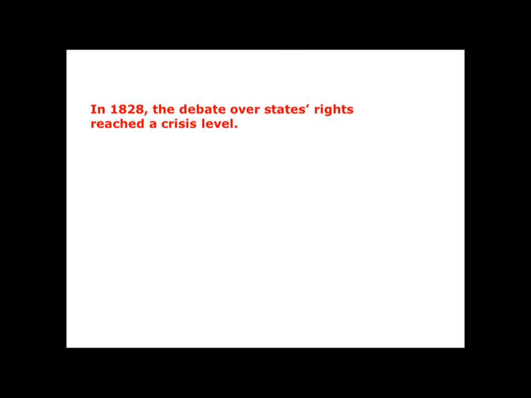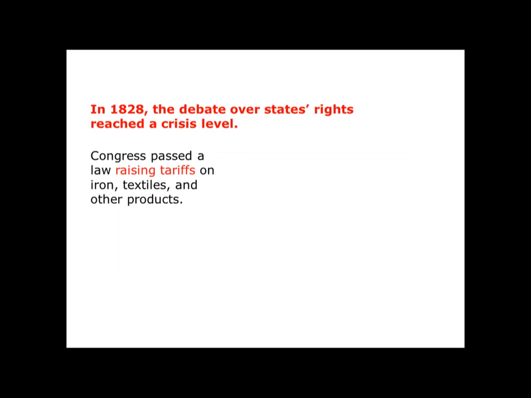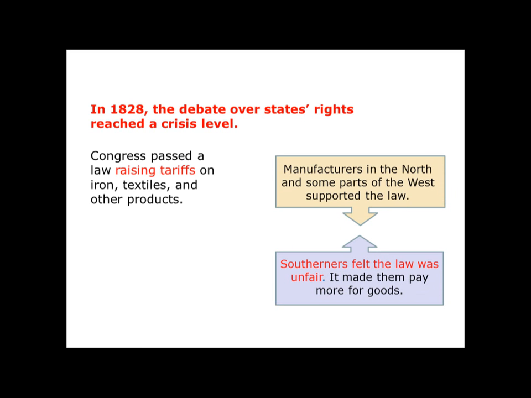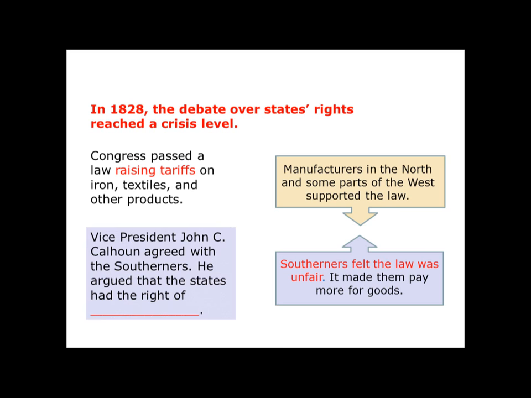In 1828, the debate over states' rights reached a crisis level. Congress passed a law raising tariffs on iron, textiles, and other products. Manufacturers in the North and some parts of the West supported the law. Southerners felt the law was unfair. It made them pay more for goods. Generally, the South would never be in favor of tariffs. Vice President John C. Calhoun agreed with the Southerners. He argued that the states had the right of nullification. So here we go again, the right to cancel a federal law.